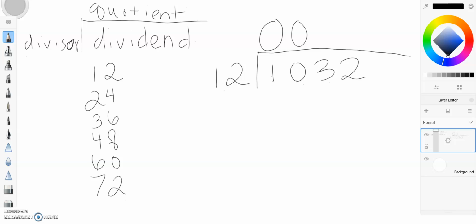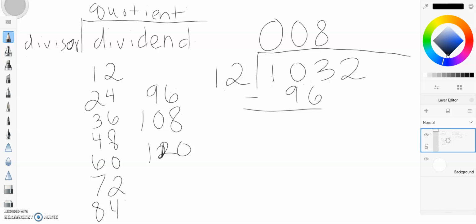So after 72, we would have 84. After 84, it would be 96. And then 108. And after that would be 120. No, we can't use 108 because that goes over 103. So we're going to go with 96. So how many times do we multiply 12 to get to 96? 1, 2, 3, 4, 5, 6, 7, 8. So 12 times 8 gets me 96. So I'm going to put 8 up here. And we're going to subtract 96 from 103.